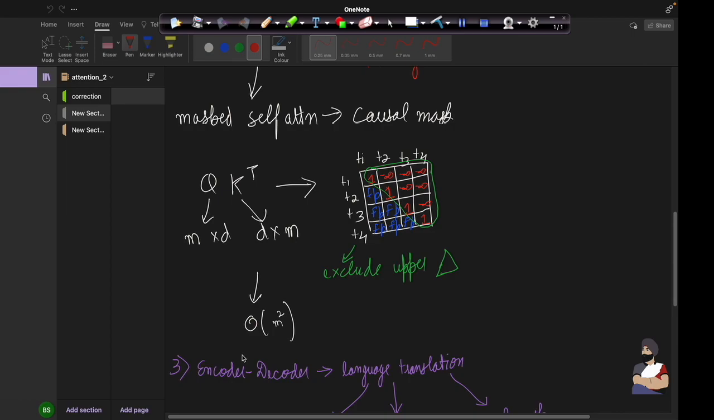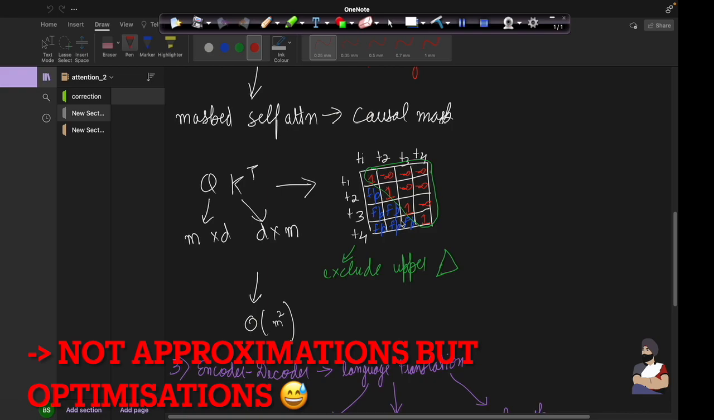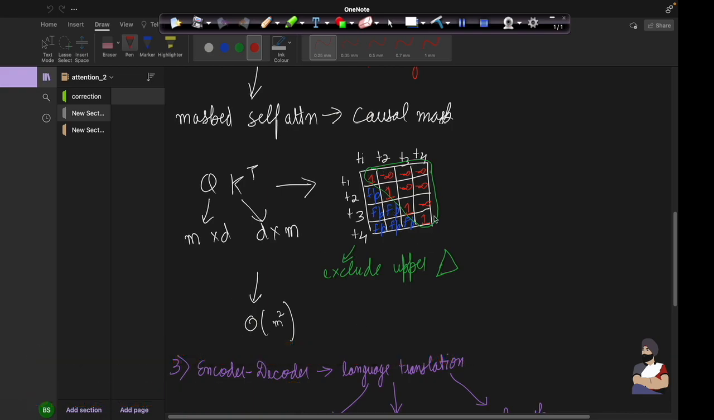Despite this, the time complexity is order of m square. The space complexity is also order of m square, but there are some approximations. We can reduce the space complexity by excluding this triangle from the storage.